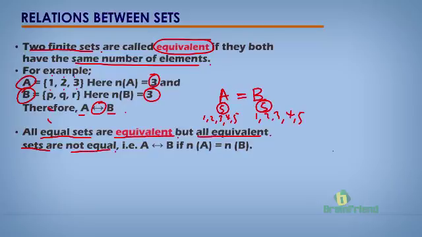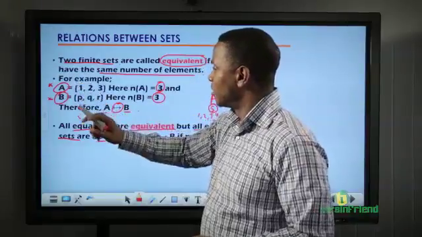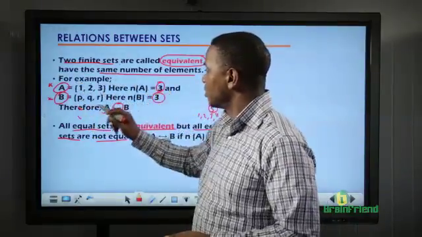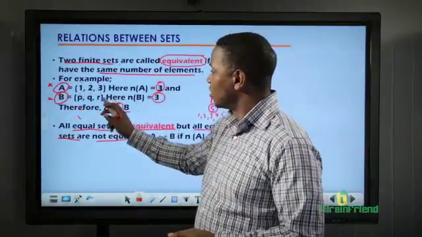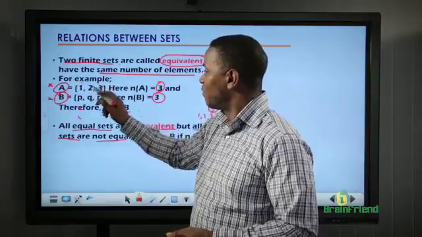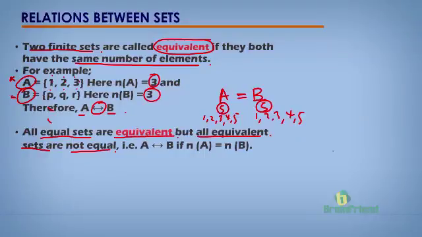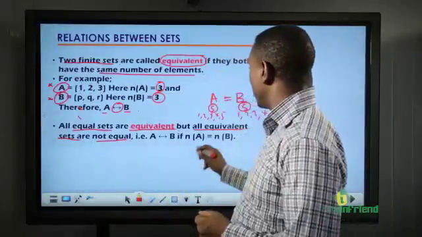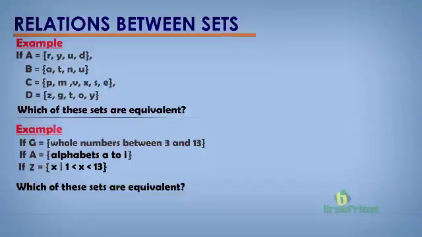The example we gave earlier on confirms this fact. If we did a count of the elements of our set A, we'll have 3 as our cardinality. And if we did a count of the elements of our set B, we also have 3. But note that the elements of each set were completely different. The elements of set A were numbers, while the elements of set B were all letters. So again, all equivalent sets are not necessarily equal. Let's take some examples to buttress our fact.